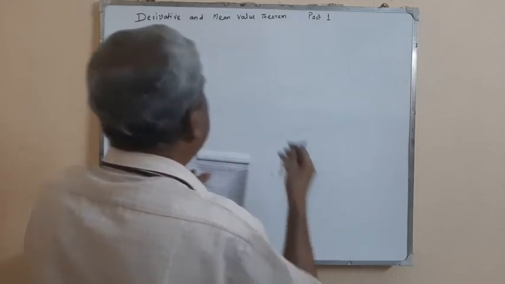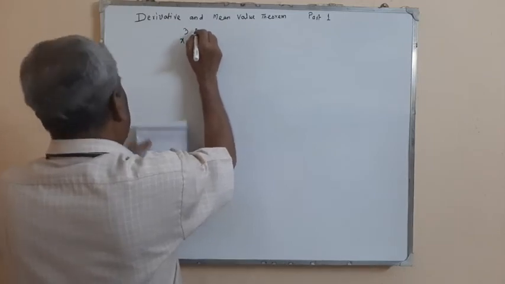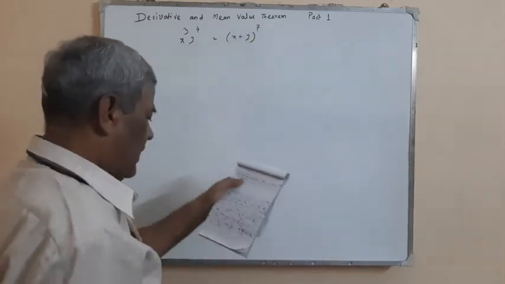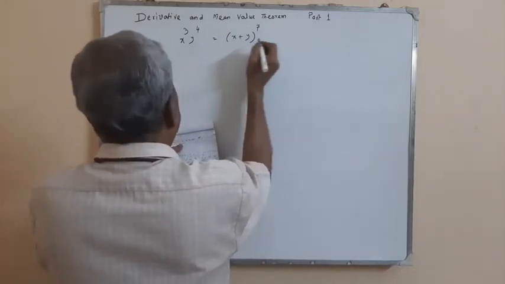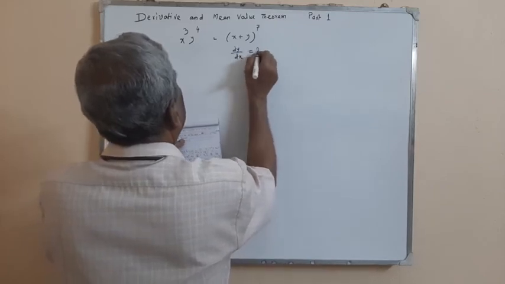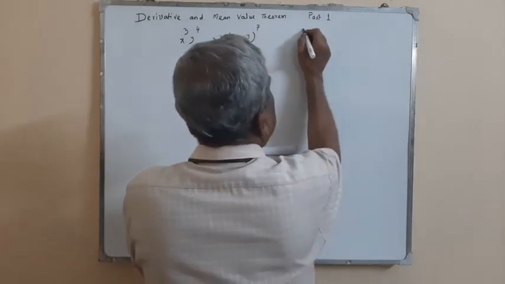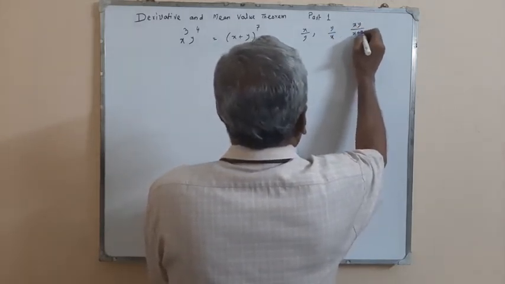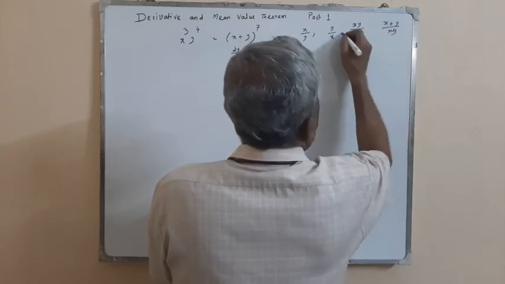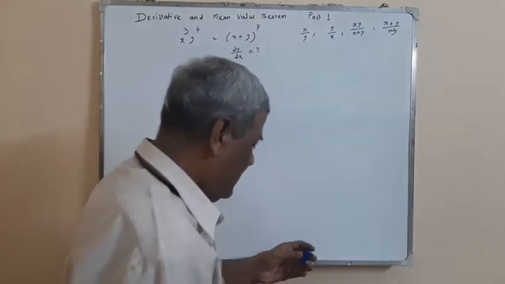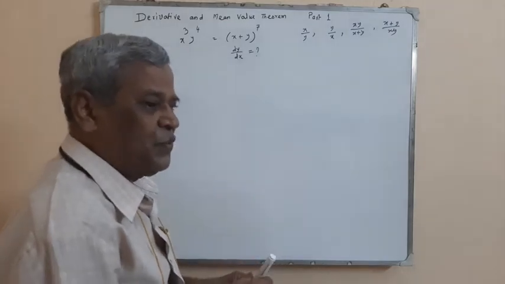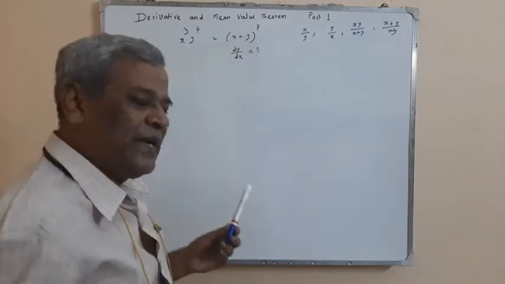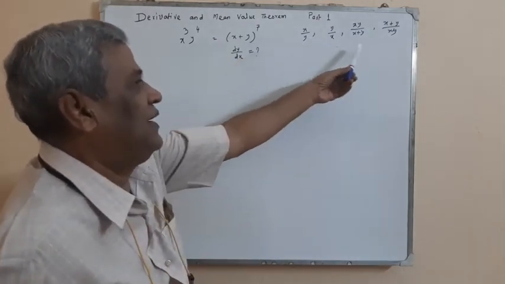Next problem: if x cube y to the power 4 is equal to (x plus y) to the power 7, then dy/dx is, options: x by y, y by x, xy by x plus y, x plus y by xy. Here the given relation is between x and y. So this is not parametric, it is a simple function. Differentiating both sides, we can obtain dy/dx, and we need to find which one of the following it is.